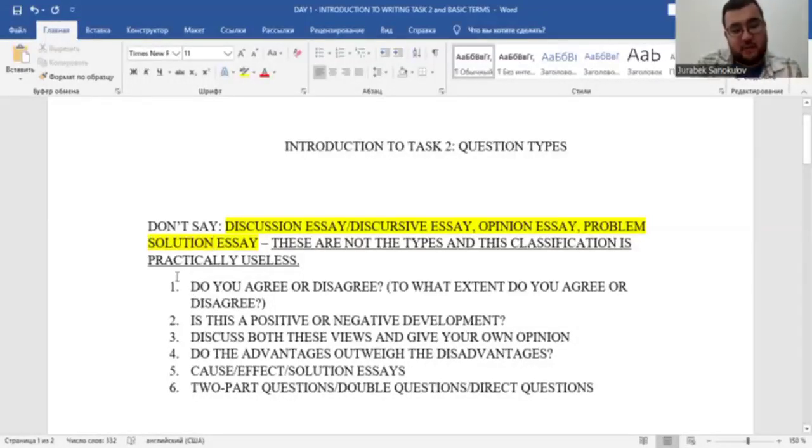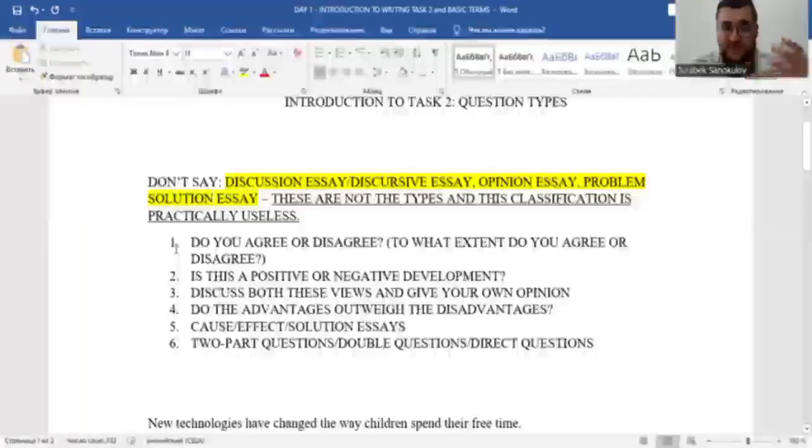This is the approach that I and most of my colleagues use to classify IELTS writing task two questions into types. So basically, we're going to use the questions that are presented to you in the IELTS writing task two to classify the essays. So we have do you agree or disagree essays, or to what extent do you agree or disagree essays, because these two questions are almost the same, are identical, I can say.